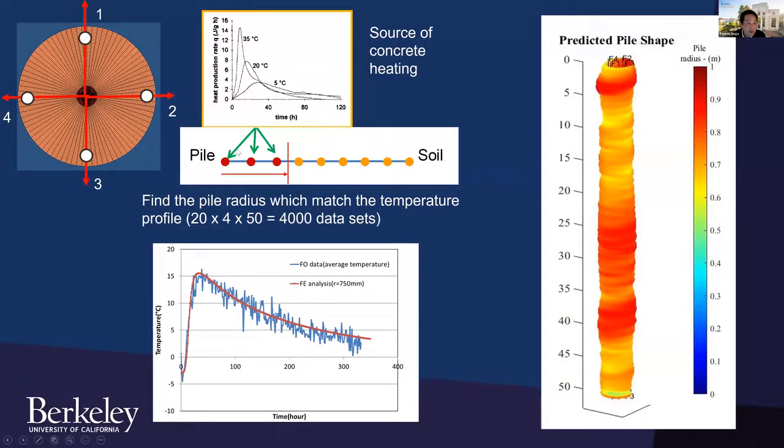So for example, you get your data like this from your blue line, from your fiber optics data, and then you do the analysis. But what you do is vary this interface radius and try to match the data. Then you say at this location, your pile radius is that particular one. And you can do that for 4,000 data sets. That allows you to get this pile shape. And then you can compare this with your loading performance.